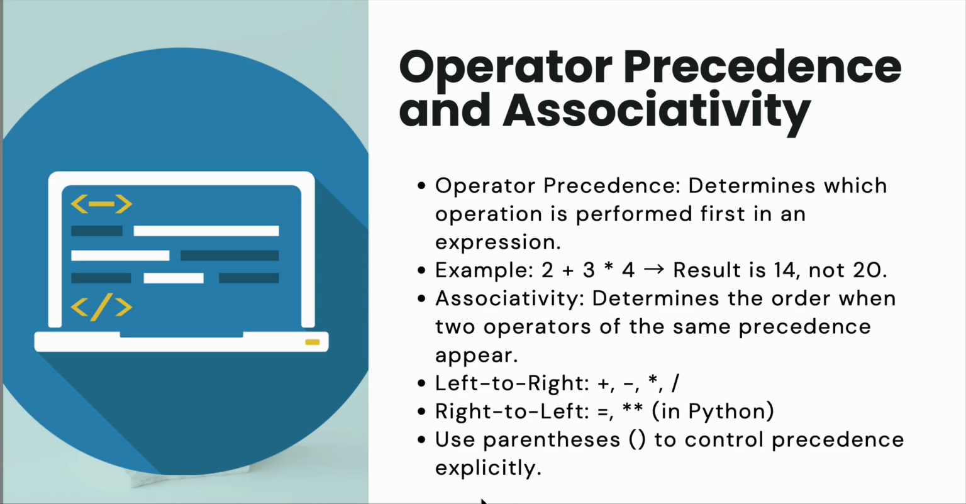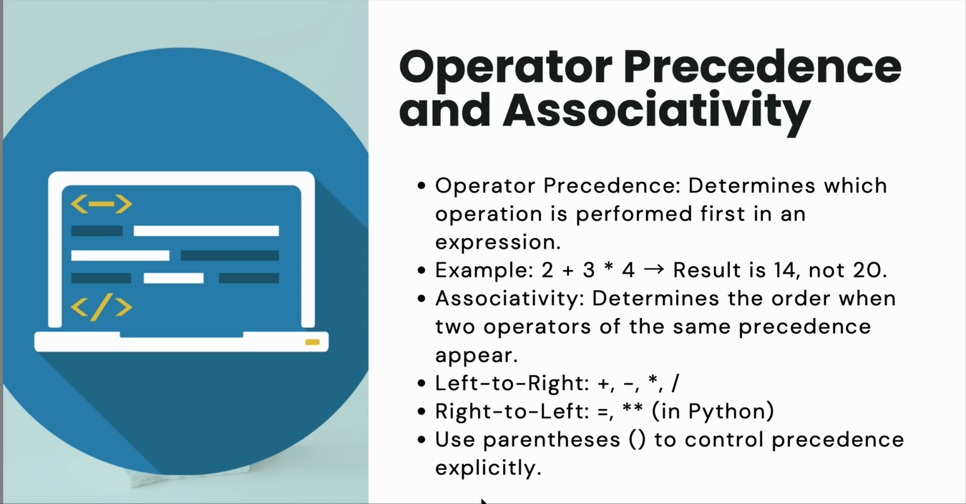And associativity determines the order when two operators of the same precedence appear. For example, plus and minus appear in the same place, or multiply and divide appear in the same place. Then we have to start working from left to right. We have to perform the calculation from the left and then to the right. And for equals and exponent in Python, we have to start from right to left. So these are the processes to follow for operators in any kind of expression in programming languages.